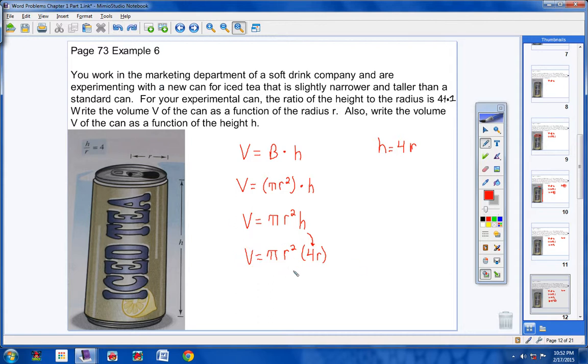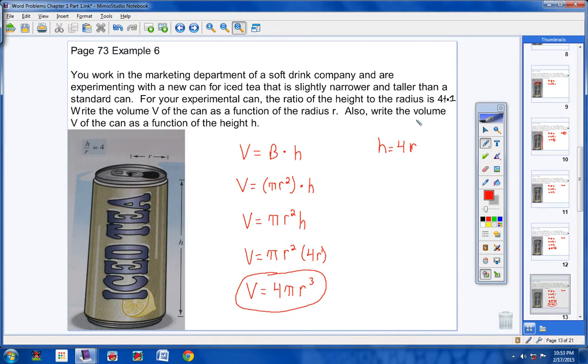So all I have to do is simplify this now. So simplify it, and you get this. Pi times r squared times 4 times r to the 1 power would be 4 pi r cubed. 4 pi r cubed. There you go. We're done. This is volume in terms of r, or volume as a function of r. Okay, that's it. We did it.